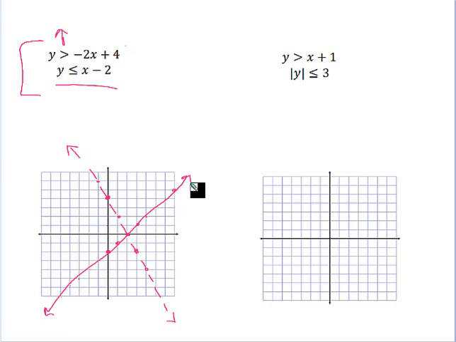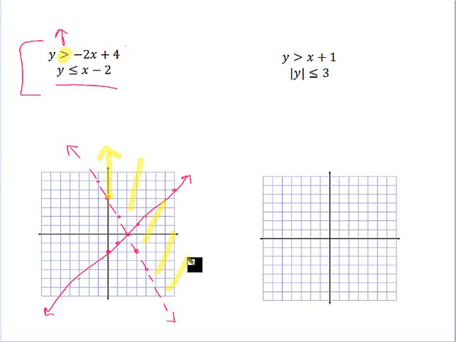And now we deal with the inequalities. So this first graph said y was greater than. So our first equation crosses the y-axis right here. The values that are greater than are on this side. So that means from the dashed line, everything on this side would be a solution.